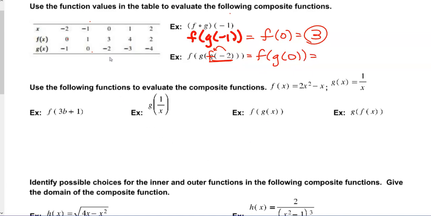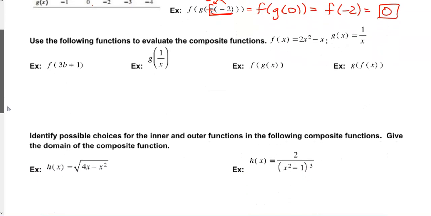And then I need to go to 0 on the g function, which is negative 2. So now I need to figure out what is f of negative 2. And when I take x equaling negative 2 down on the f function, that gives me a value of 0. So those should go pretty quickly. Again, making sure you know the correct order.